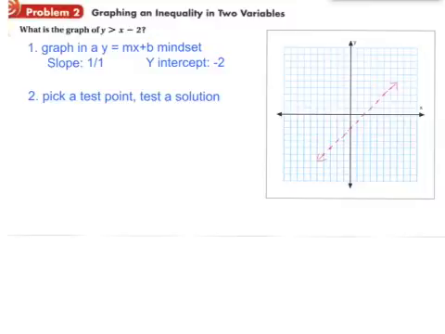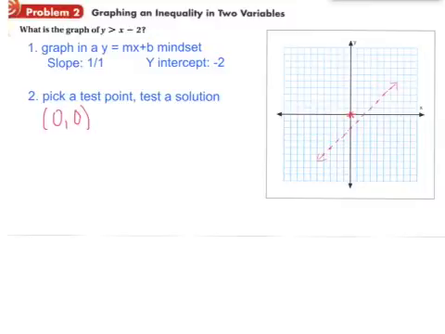Step 2, I'm going to pick a test point to test the side of my graph that's a solution. The easiest test point to pick is (0, 0). I can pick any point on either side of the graph, it just cannot be touching my line. (0, 0) is going to be our default test point because it's usually the easiest one to test.